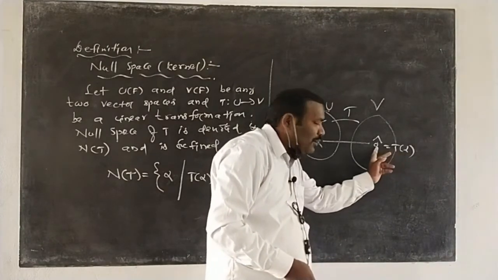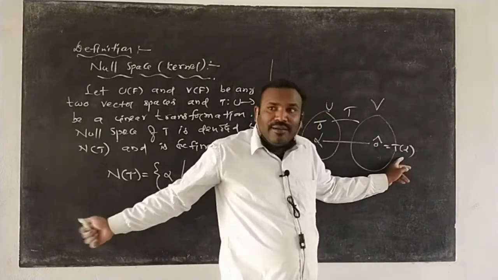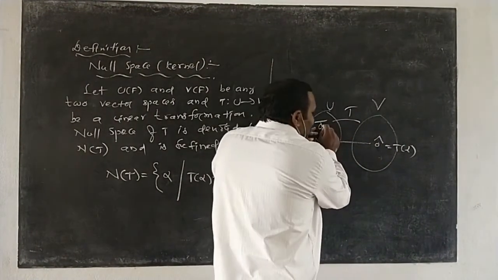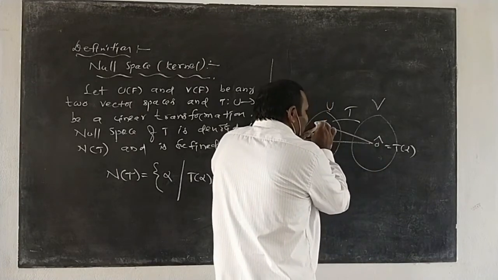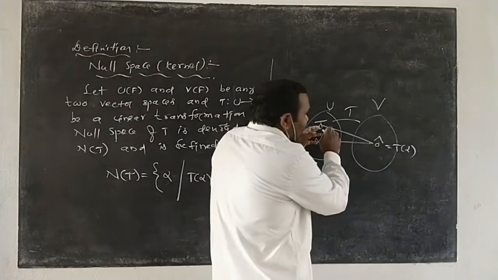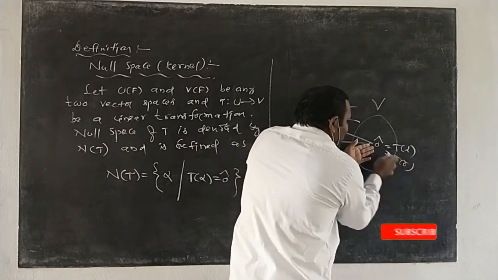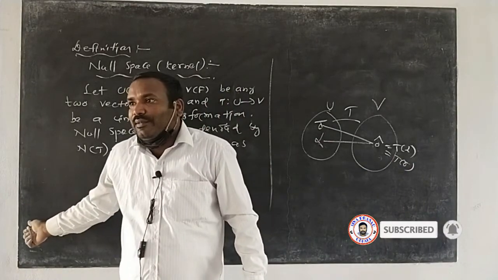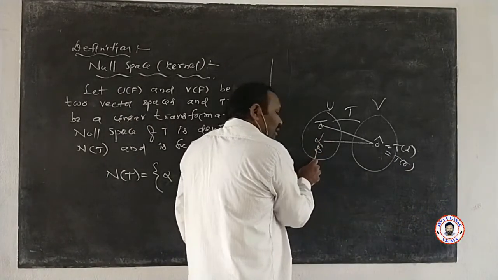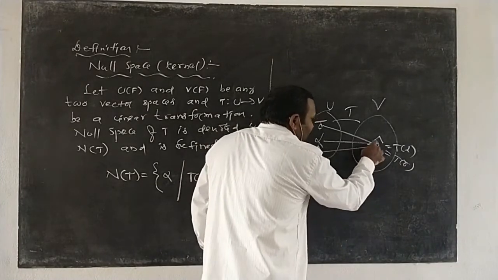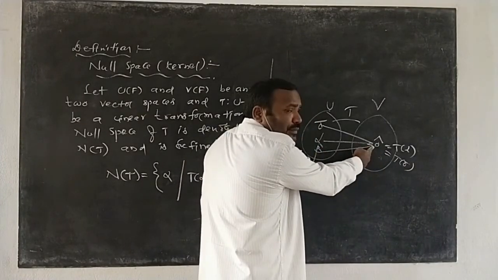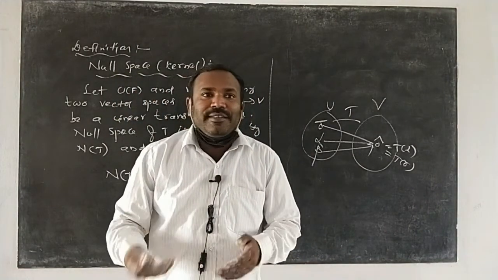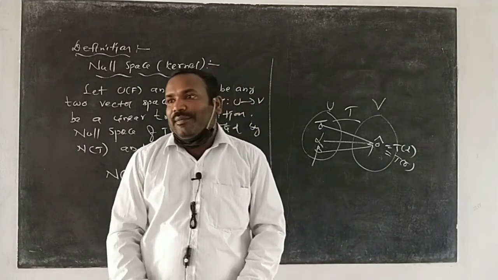And if T of alpha equal to 0 cap, then alpha belongs to N(T). Now 0 bar is the zero vector in U. If 0 bar goes to 0 cap, the image of 0 bar is T of 0 bar equal to 0 cap. That means 0 bar belongs to N(T). If there is a vector beta that goes to 0 cap, then T of beta equal to 0 cap, so beta belongs to N(T).